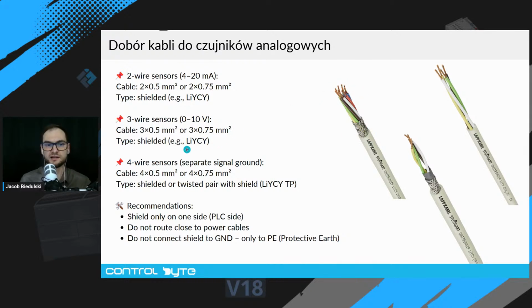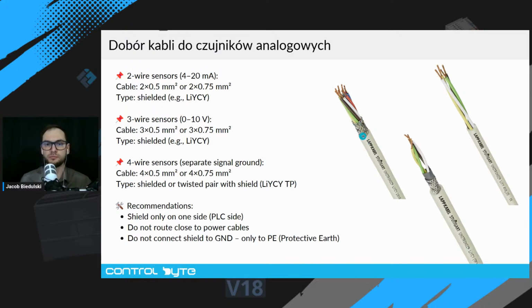This is the LIYCY. The C means that this cable is shielded, and the shielding will prevent interferences in our system. As you can see, the standard cable consists of multiple cores, and they are twisted around the central core of the cable.